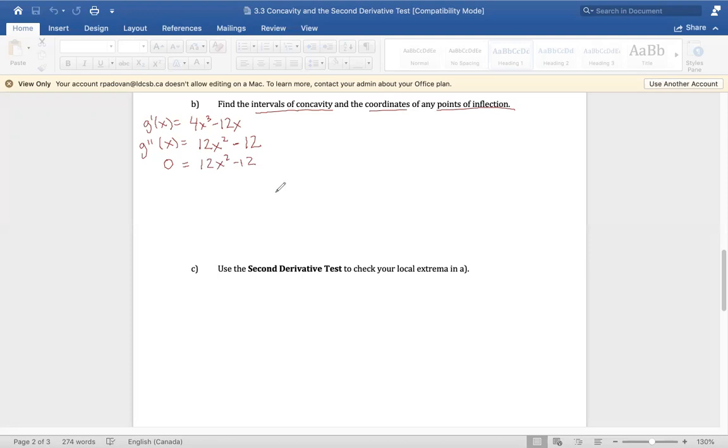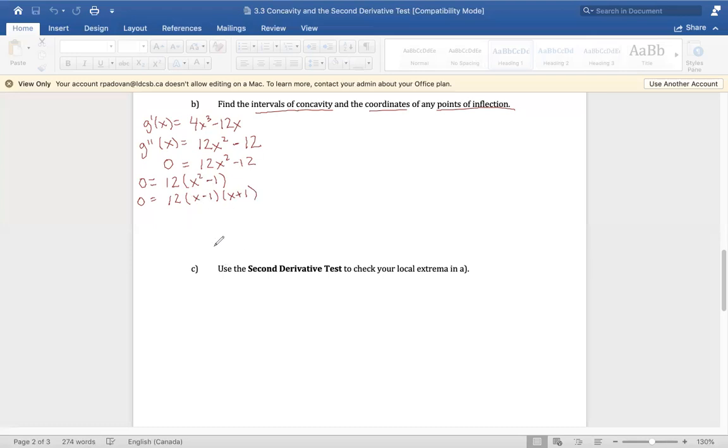So I don't think I need to write that down anymore, hopefully. Again, squish everything in. So 12 would be my common factor. So I'm left with x squared minus 1. And do you notice anything there? Difference of squares. I can keep going. So I've got my x minus 1 and my x plus 1, okay? So these are my factors of g double prime, the second derivative of x.